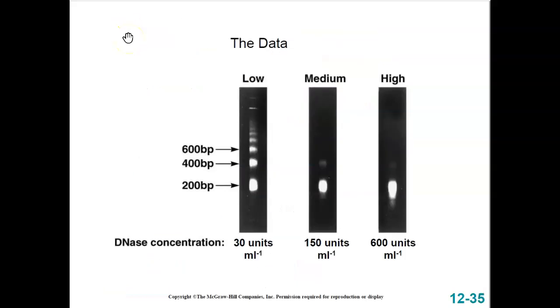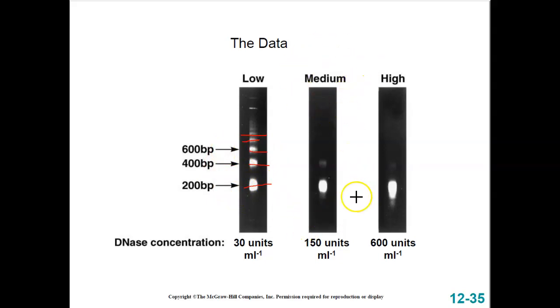And this is what they saw. In the low concentration of DNase 1, the low concentration of the enzyme, you saw many different fragment sizes. Here's one, here's one, here's one. But they always happened at repeating units of 200.